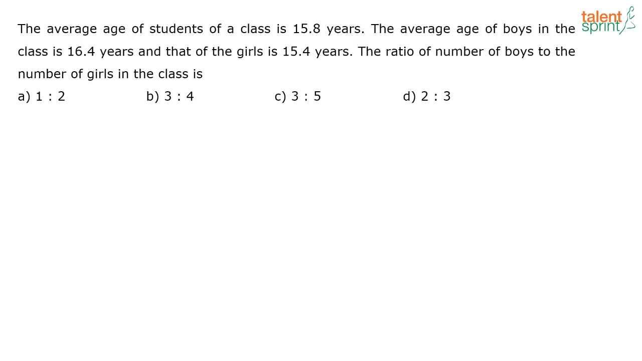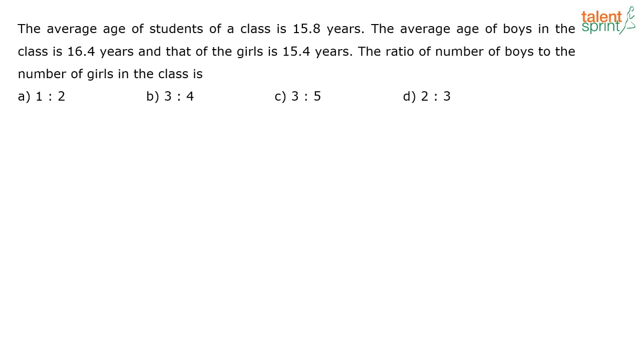The average age of students of a class is 15.8 years. The average age of boys in the class is 16.4 years and that of the girls in the class is 15.4 years. The ratio of the number of boys to the girls in the class is dash.